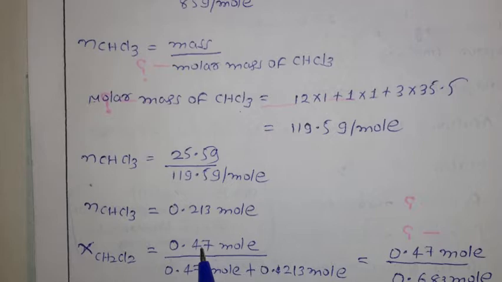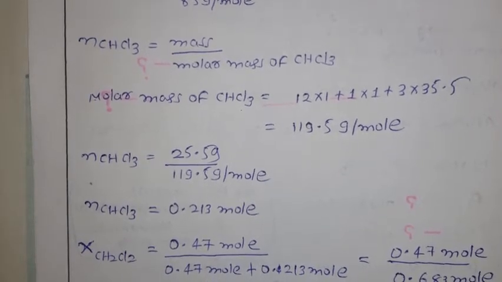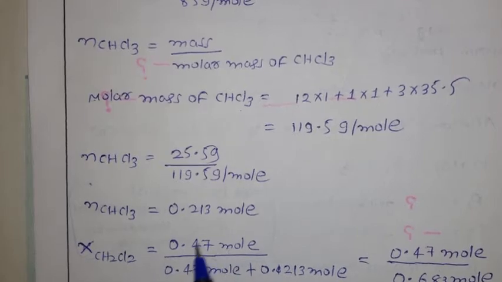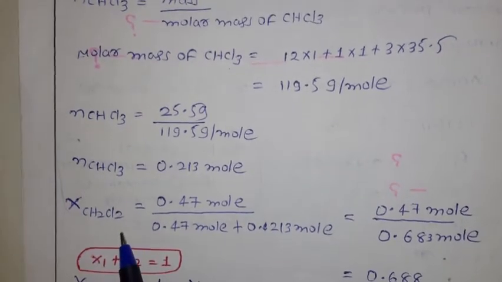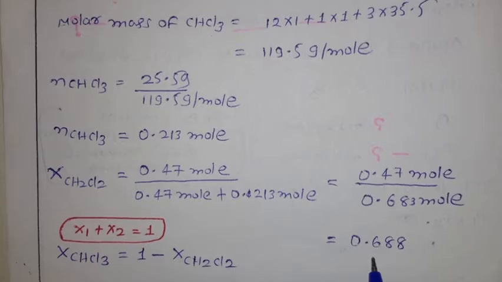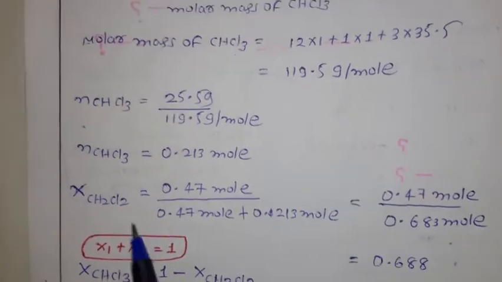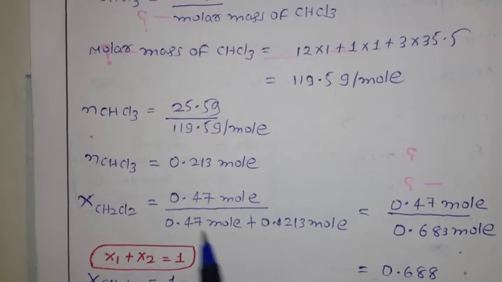Number of moles of dichloromethane divided by the number of moles of dichloromethane plus the number of moles of chloroform. If you substitute the values, the dichloromethane mole fraction you get is 0.688. Now for chloroform, you need not calculate again using this formula.